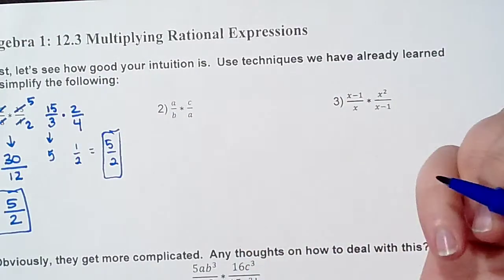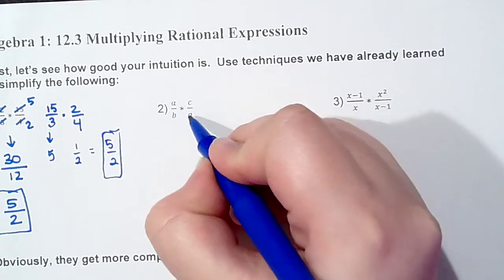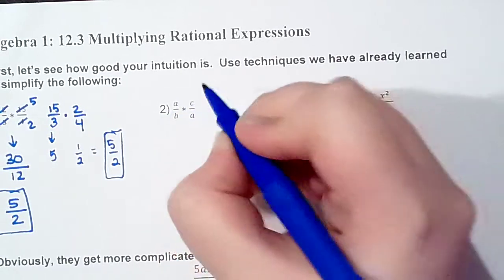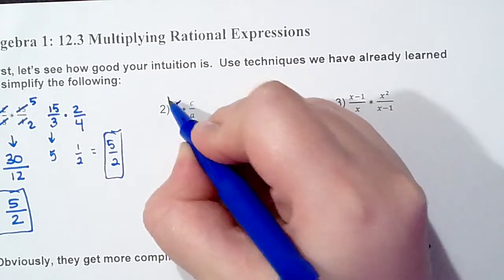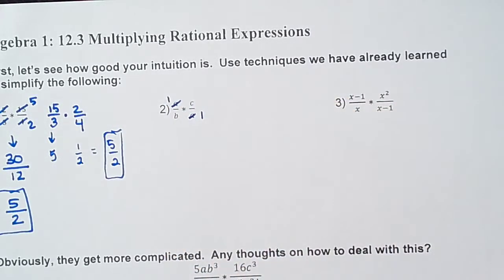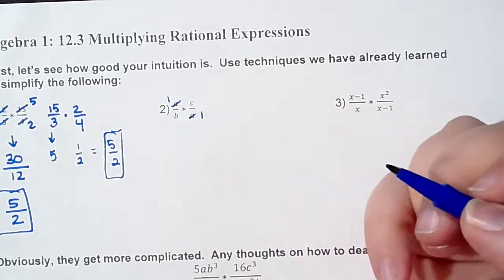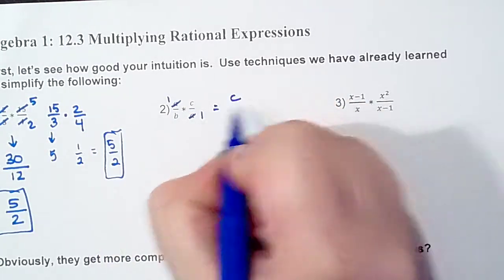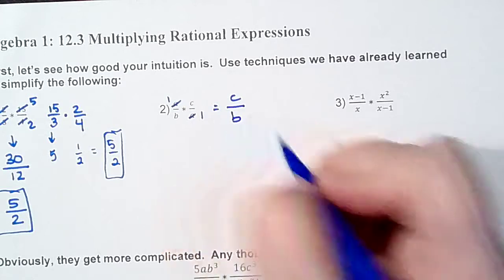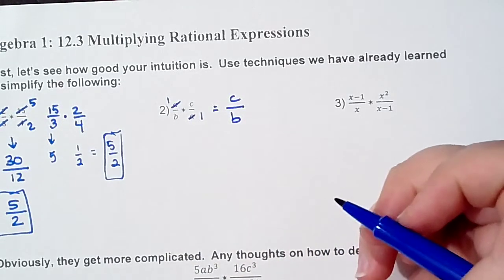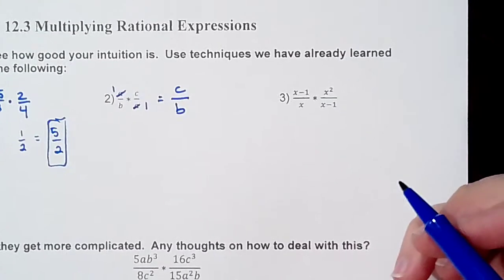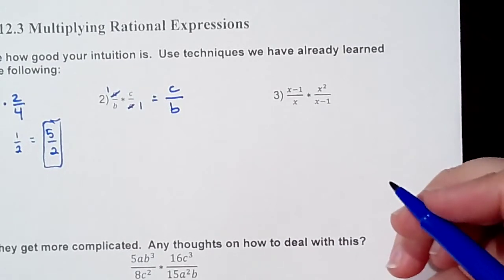Let's cross reduce this one. A divided by A, because there's only multiplication going on here, A divided by A reduces to 1 over 1. C can't be reduced by B, but 1 times C is C, and B times 1 is B. That wasn't bad. Well, the thing is, it gets trickier, but the methods still work.